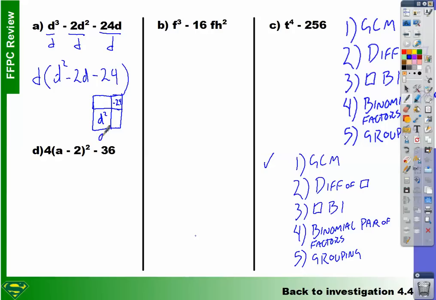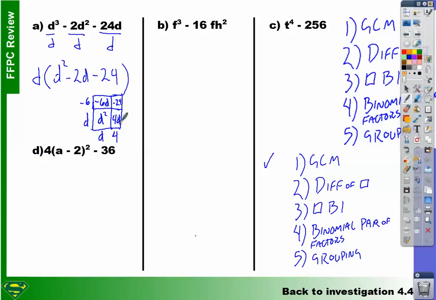So the length of this side is d. The length from here to here is 4. The length from here to here is going to be d, because that's the only way we can get the d squared. The length from here to here will be negative 6. So negative 6 times d is negative 6d. 4 times d gives an area of this piece as 4d. Add these two together, negative 6 plus 4, negative 2. So we have a winner.